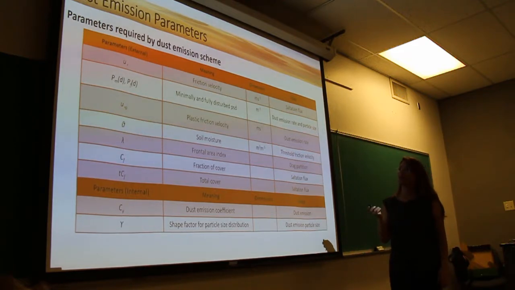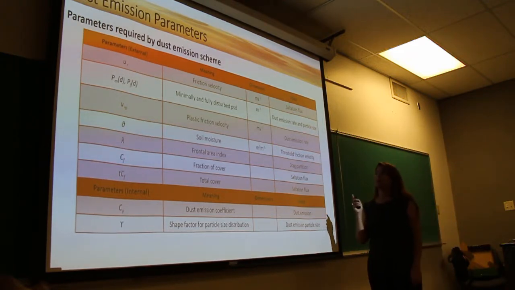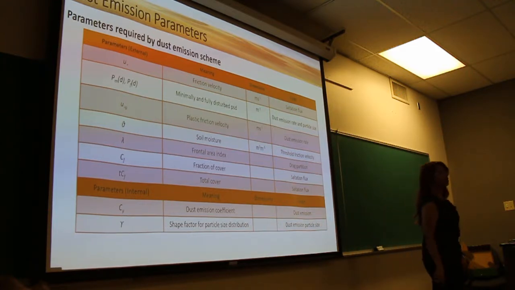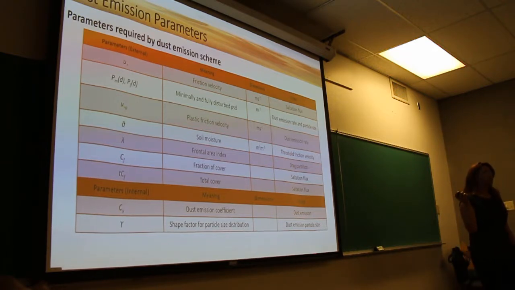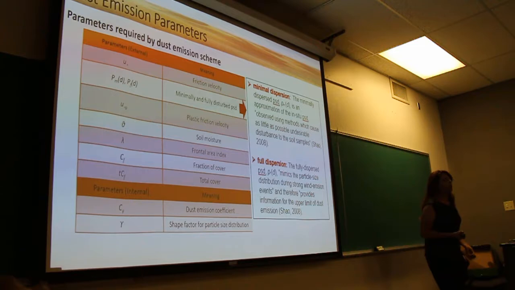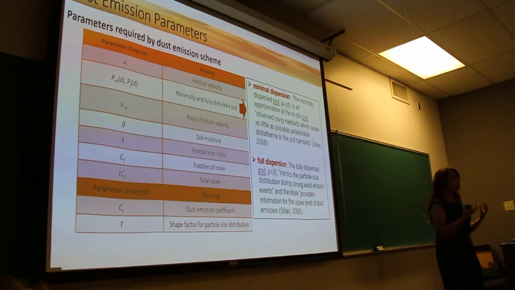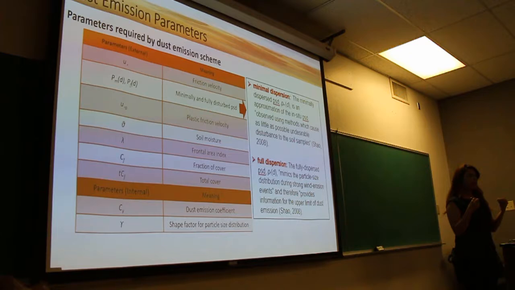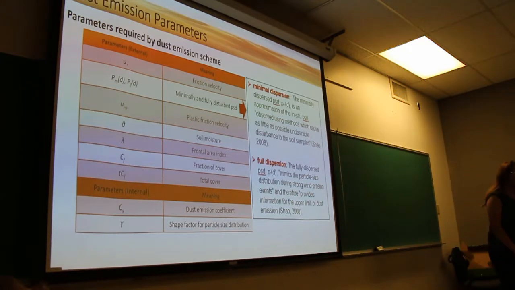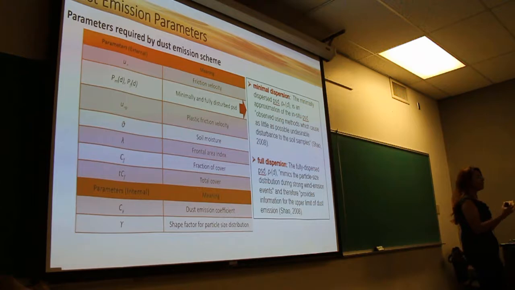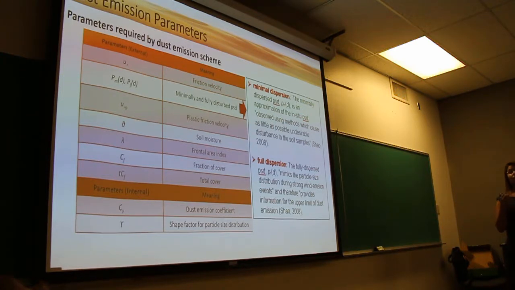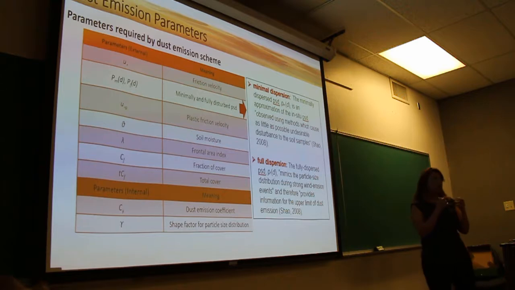I introduced some of these parameters on the last slide, but here I want to talk about one of the main parameters in Shao's dust scheme, which is the minimally and fully disturbed particle size distribution. When we talk about minimally disturbed, it means the disturbance is not enough to break up the aggregates. But when we talk about fully disturbed, it means the disturbance is strong enough to break up all aggregates. We can use mechanical forces or chemical means.